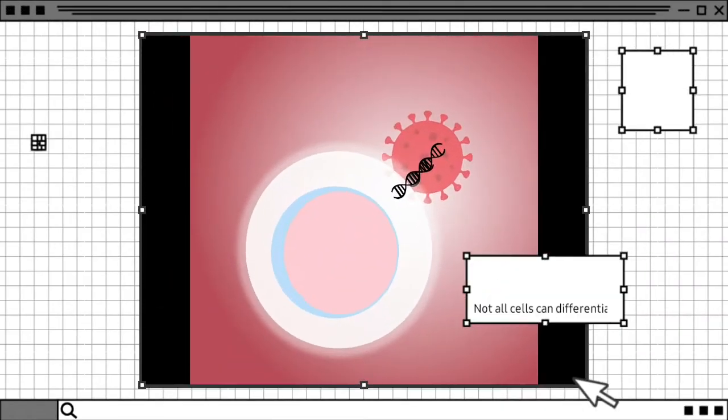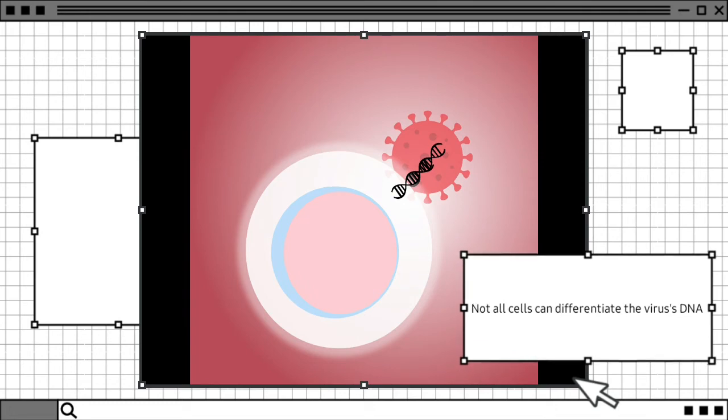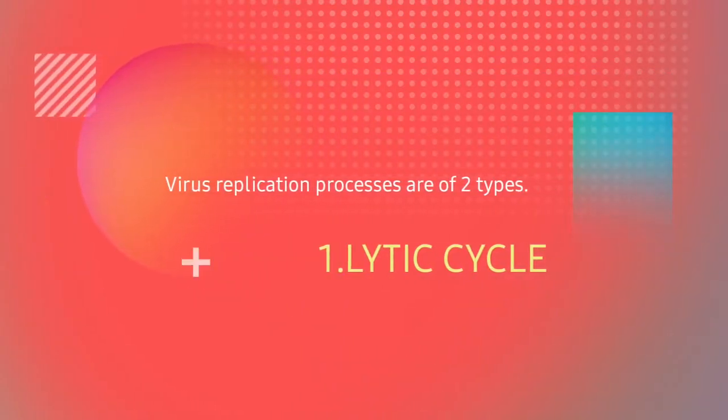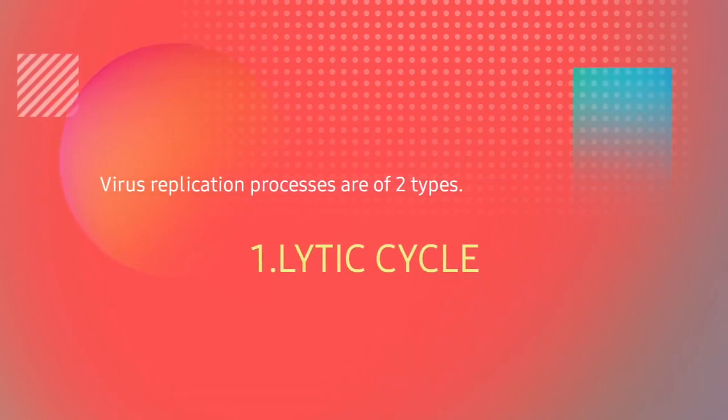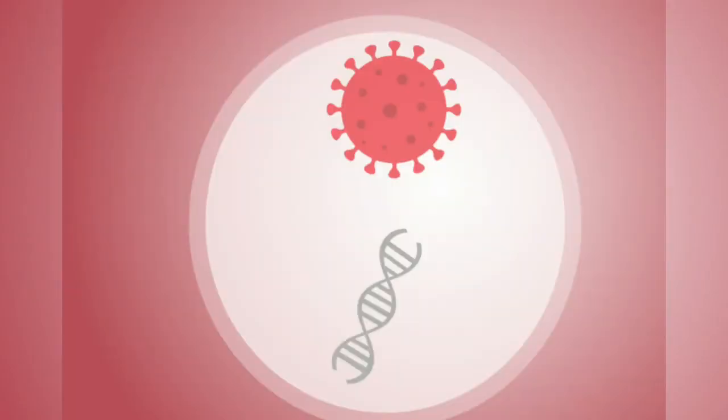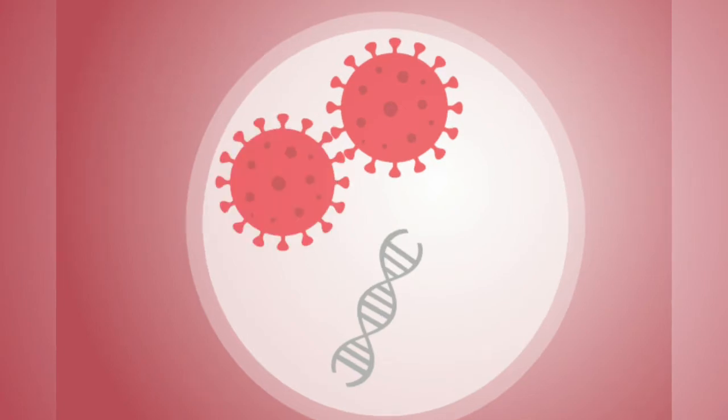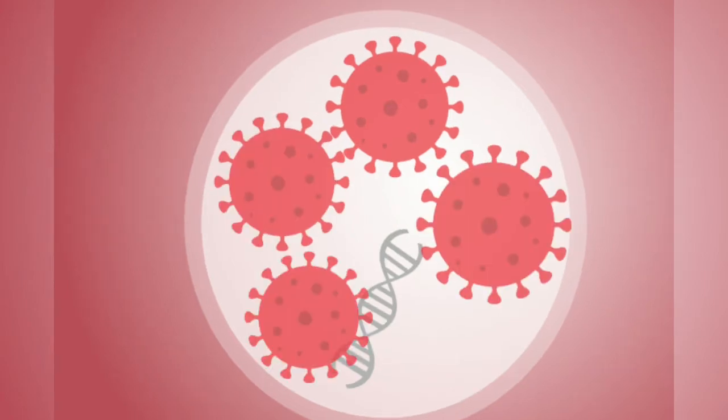Unfortunately, not all cells are capable of identifying the DNA or RNA of viruses. There are 2 processes in which the replication of virus happens. The first one is the lytic cycle. During this cycle, the host cell takes the injected genetic material and begins to reproduce more viruses.